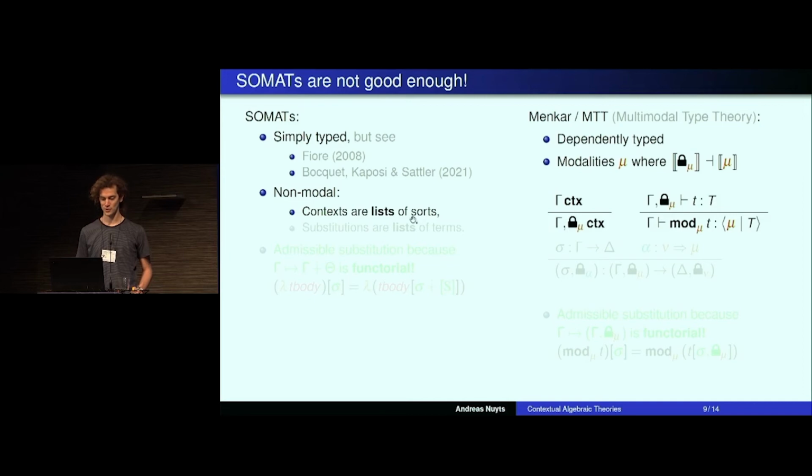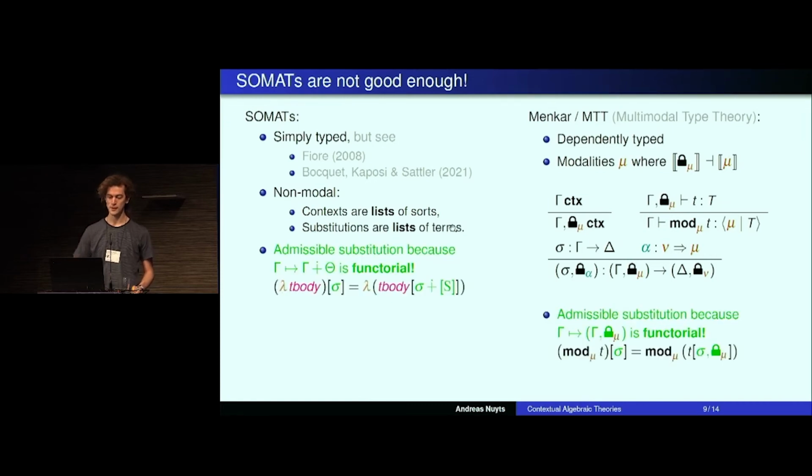So in SOMATs, contexts are just lists of sorts, but here I want to be able to extend the context with a lock, which semantically means I'm applying this left adjoint. This is necessary for the introduction rule for the modal types, which acts by transposition of the adjunction. Substitutions here are just lists of terms, whereas here, this lock operation is bifunctorial. So if I have a substitution between locks and a morphism between modalities, I can combine them. So this is not possible if you have just lists of terms.